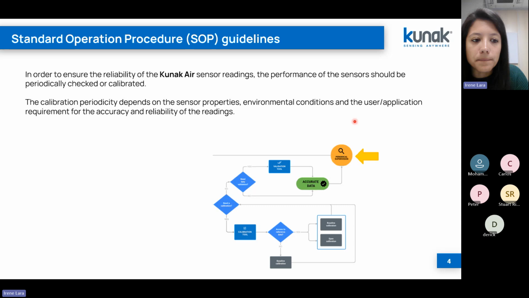And also the user application requirement for the accuracy and reliability of the readings. So it is not the same. There are some users that only want to check, for example, leakages, and they don't care if it's 50 ppb or 200. They just want to know if there is something that is emitted from their facilities. And there are other applications in which they want to know exactly how many ppb are being measured. So the calibration frequency will depend also on these requirements.